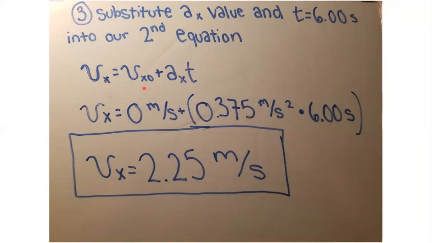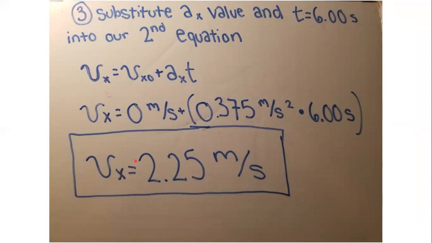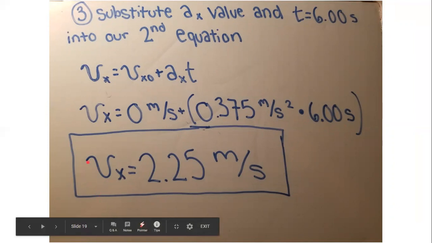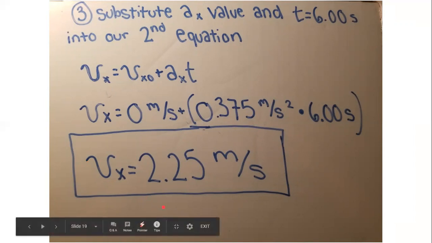We know our initial velocity. We're going to assume that it's 0 meters per second. And we're going to plug in our acceleration and that time, 6 seconds. We should get, as our answer, velocity in the x direction equals 2.25 meters per second. So part A is 0.375 meters per second squared. That's our acceleration. And for part B, how fast is it going after 6 seconds? We should have 2.25 meters per second.